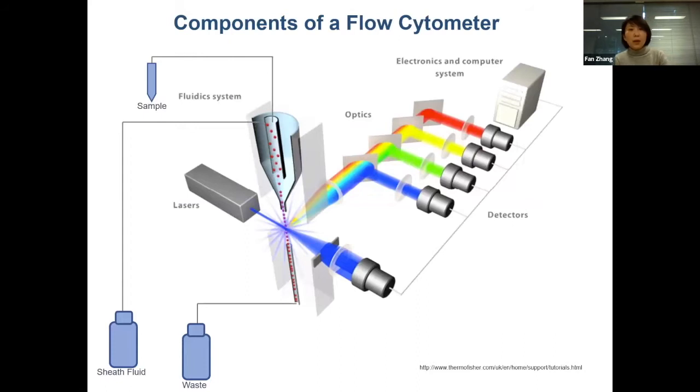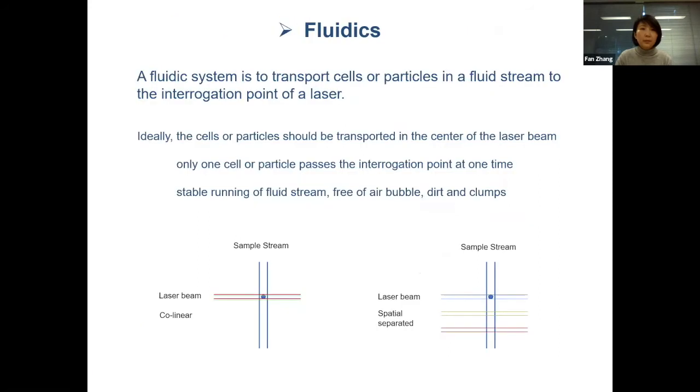So what are the components of a flow cytometer? A flow cytometer comprises laser lines, a fluidic system, optics, detectors, and an electronic system. A fluidic system is to transport cells or particles in a fluid stream to the interrogation point of a laser.